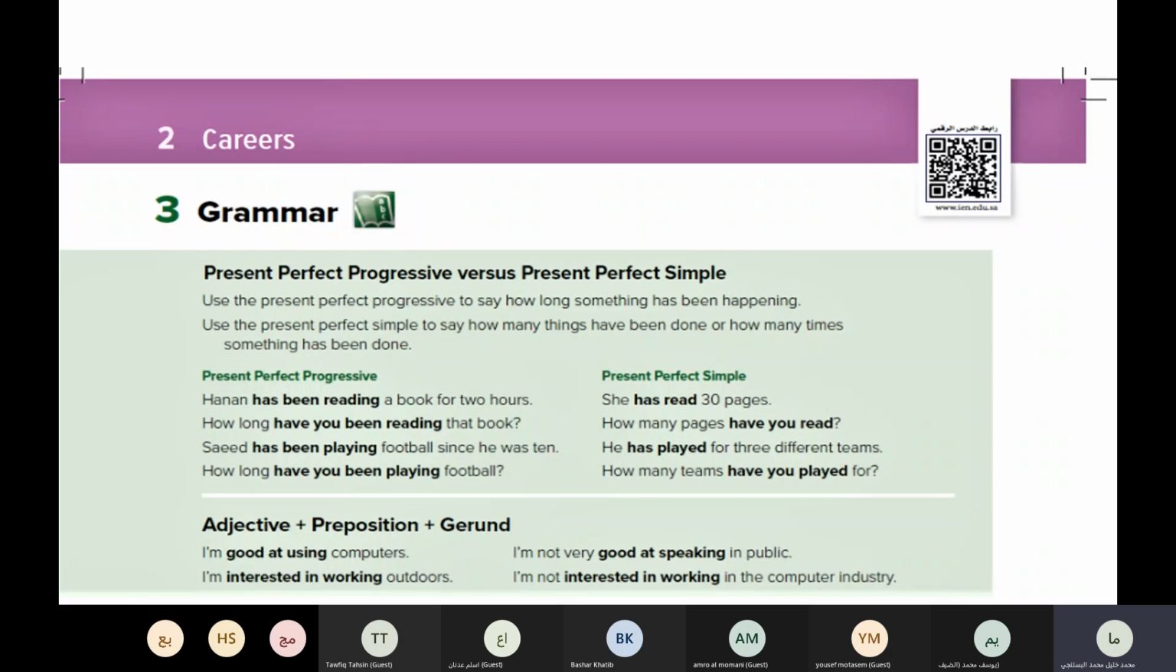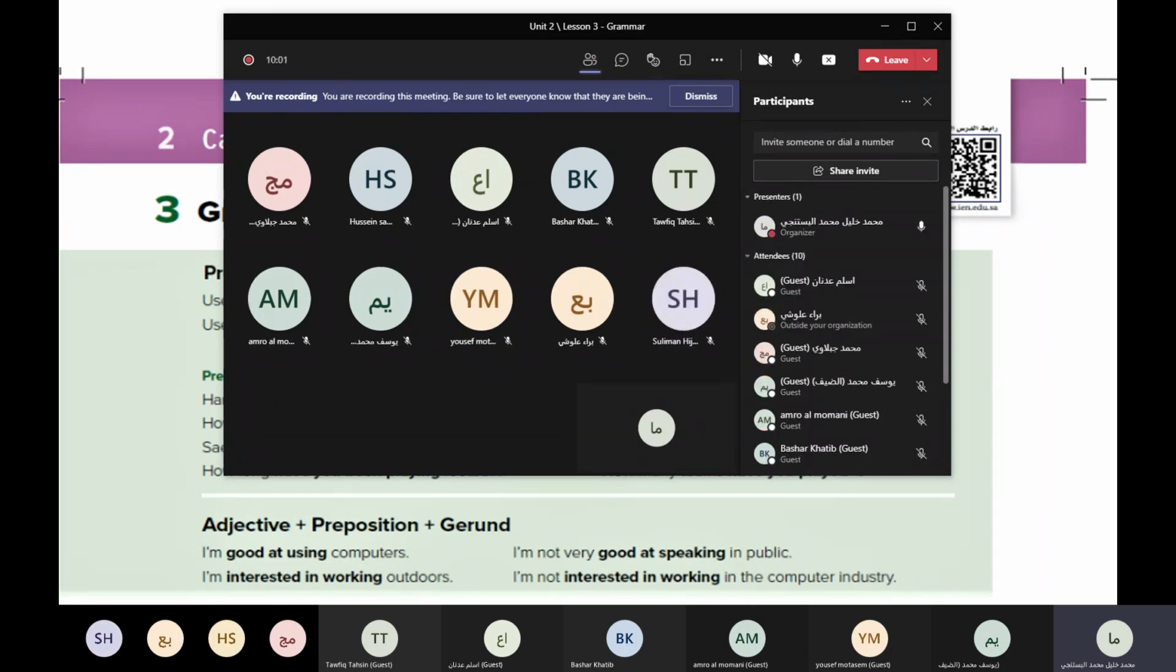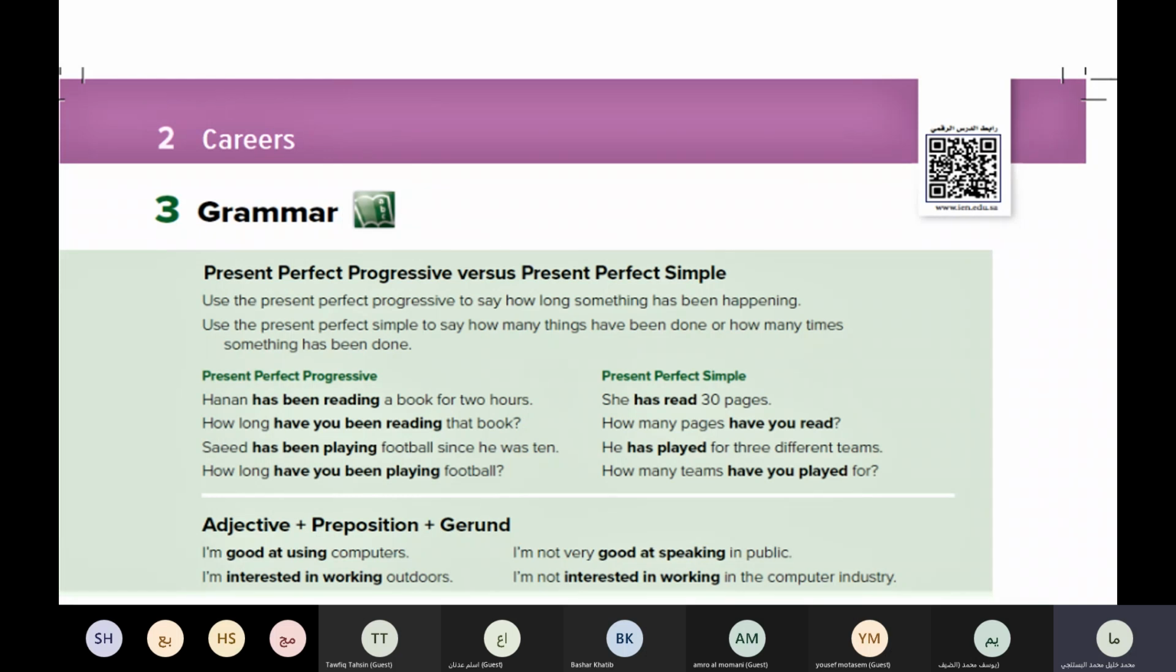Look at the examples. Who can read the first example under the present perfect progressive? Khalil has been reading the book for... Okay, you realize here we focus on what? Your name? Walid. Where's the time? Good. So here we want to focus on time. Very good. So you realize here we focus on time.